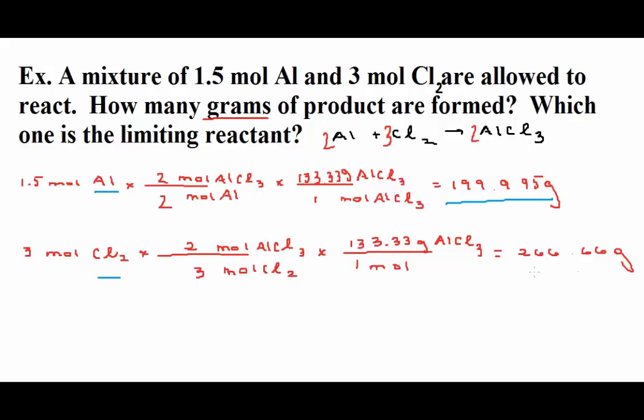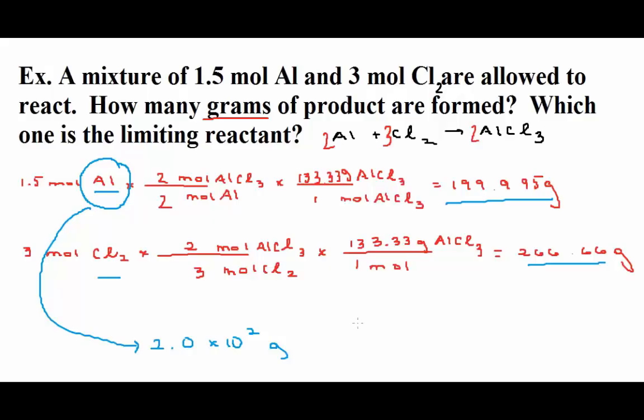while chlorine can produce a total of 266. So what that tells me is that aluminum is my limiting reactant because it limits the amount of product that will form. Therefore, to answer the question how many grams of product are formed, it would be this value right here. Now be careful because 1.5 moles only has two significant figures. So I can't really round this while keeping it in standard form, so I've got to convert it into scientific notation. So to make 2 sig figs, it becomes 2.0 times 10 to the second. That's just 200 grams. Okay.